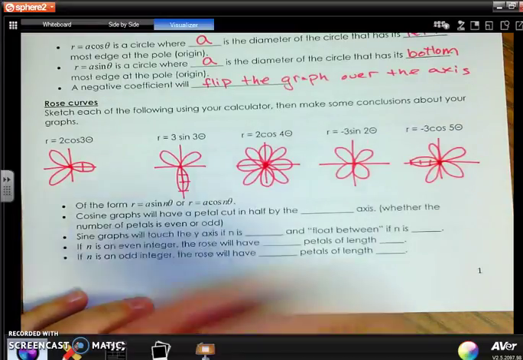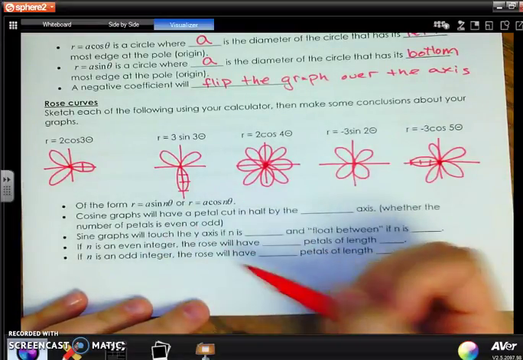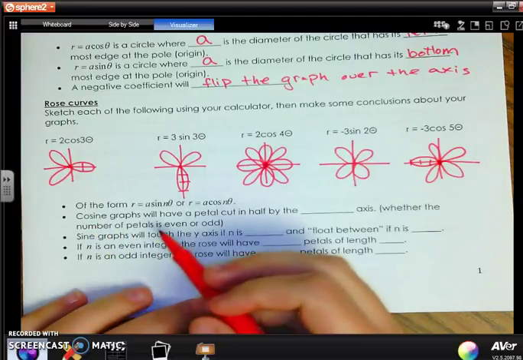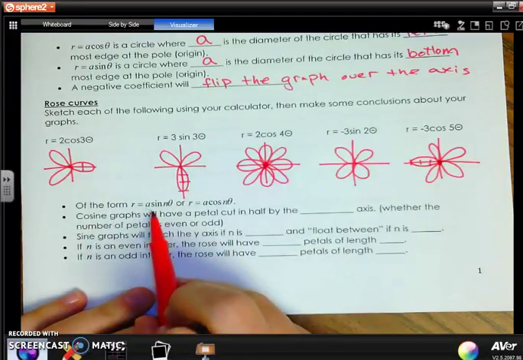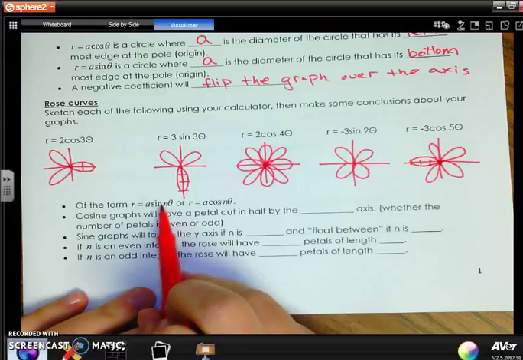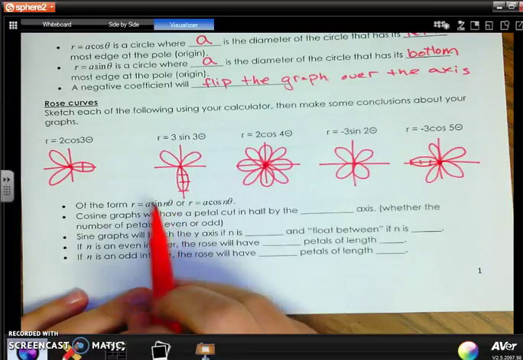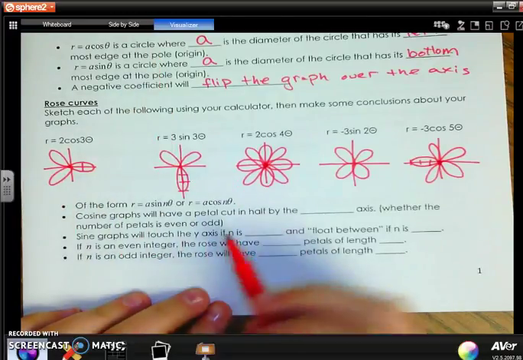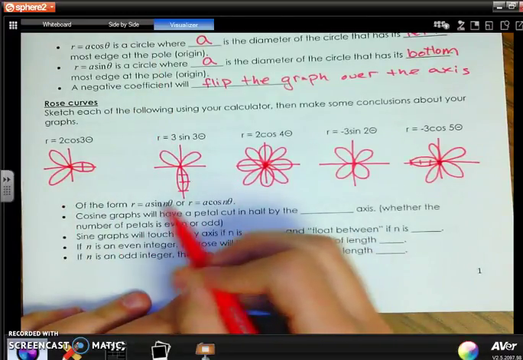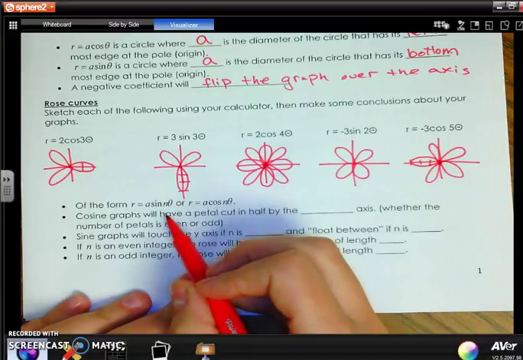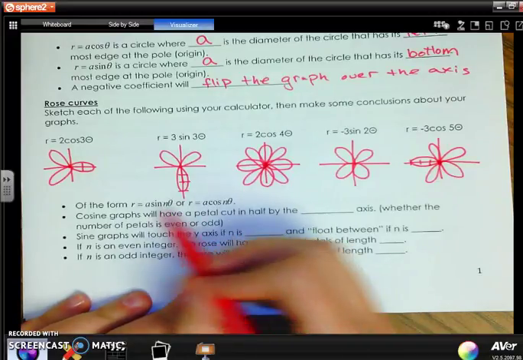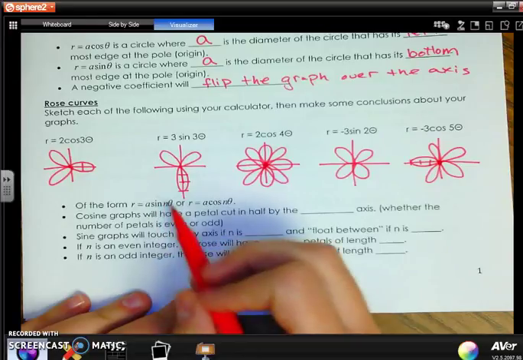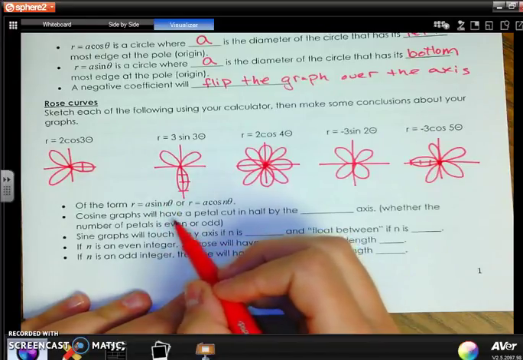Okay. So, what can we kind of conclude from this? So, cosine graphs, rose petals, you know that it's going to be a rose curve if you have a number in front of that theta. Notice that if you didn't have a number in front of the theta, you would get a circle. That's the ones we did previously. So a number or a coefficient with that theta is what's going to turn it into a rose curve. Notice there's no plus or minus signs here. Everything's attached by multiplication.